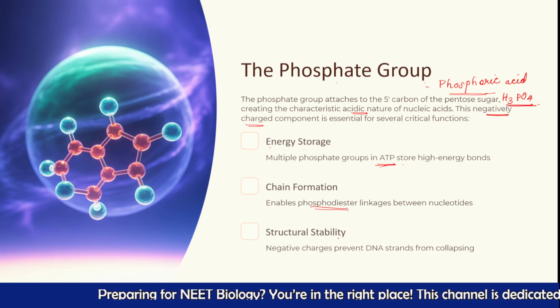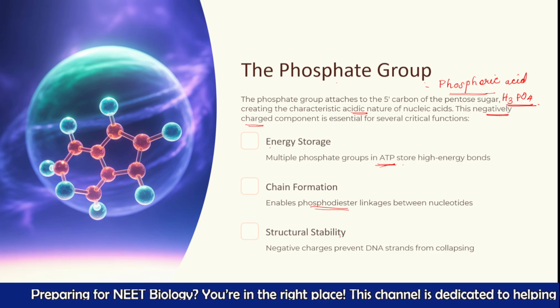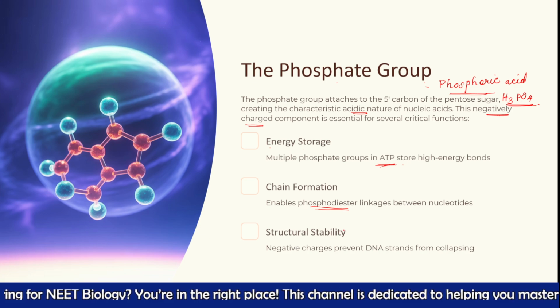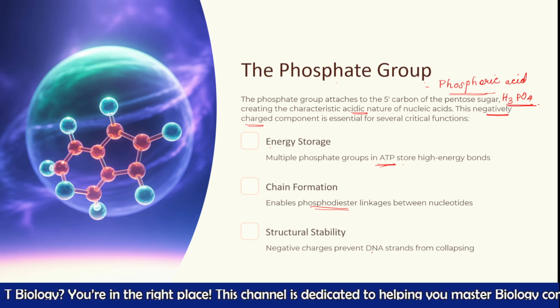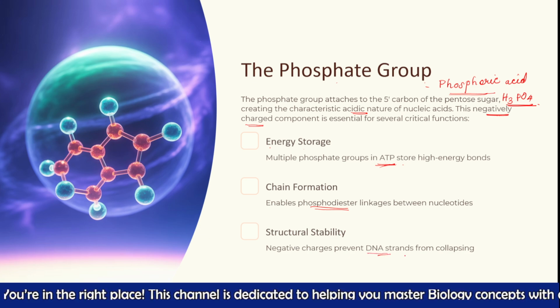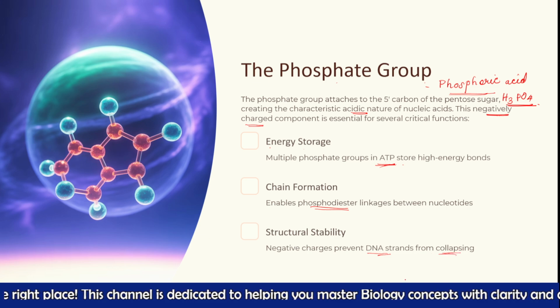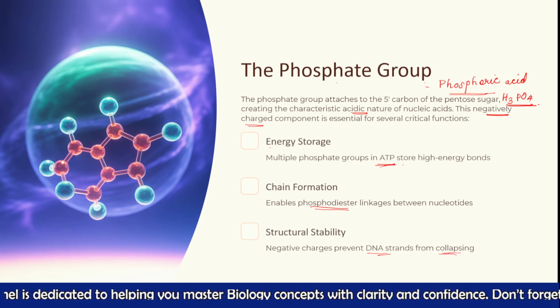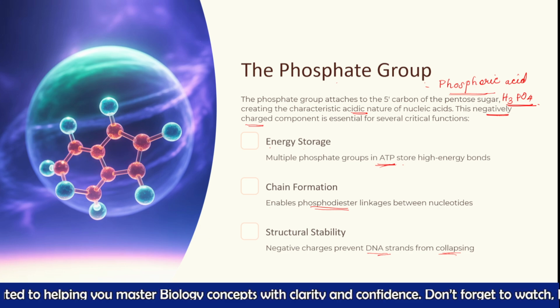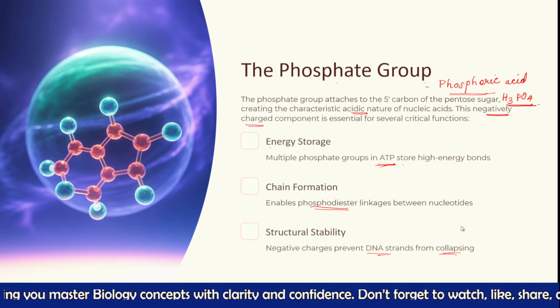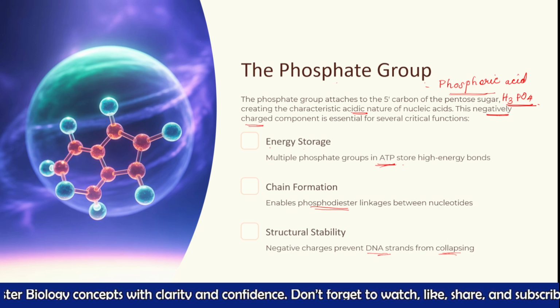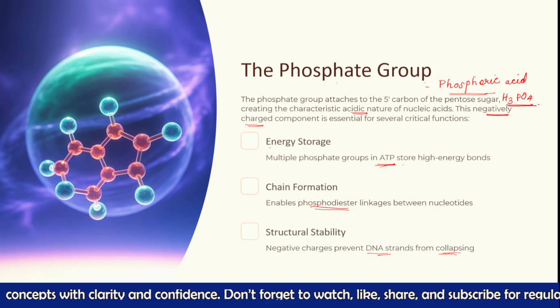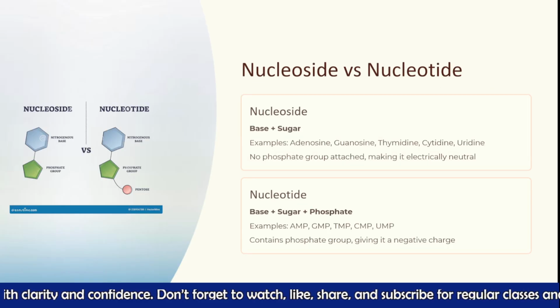And because of the phosphate group only, DNA gets that negative charge, and this negative charge prevents the DNA strands from collapsing. So these are the significance of the phosphate group in nucleic acids. So what are the components of nucleotides? Pentose sugar is there, nitrogen base and a phosphate group.